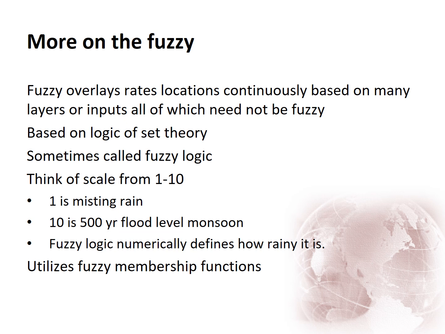Remember fuzzy logic, fuzzy membership. Instead of a yes or a no, a 1 or a 0. Instead of a misting rain or a monsoon flood, it gives you that variability somewhere in between.